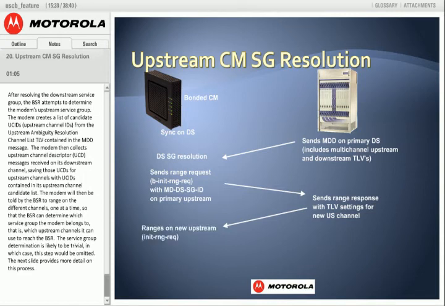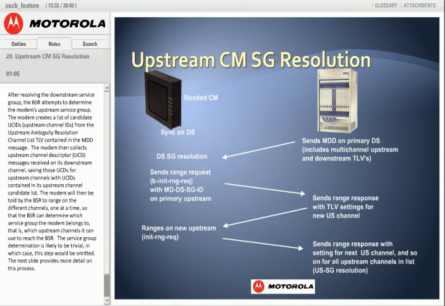The modem will then be told by the BSR to range on the different channels, one at a time, so that the BSR can determine which service group the modem belongs to, that is, which upstream channels it can use to reach the BSR. The service group determination is likely to be trivial, in which case this step would be omitted. The next slide provides more details on this process.